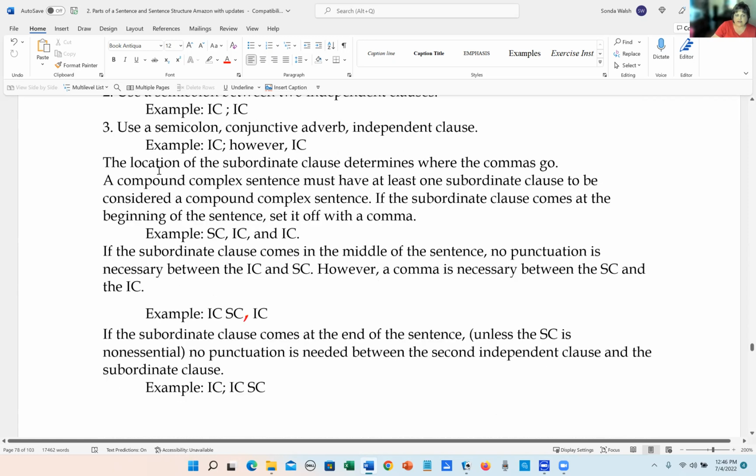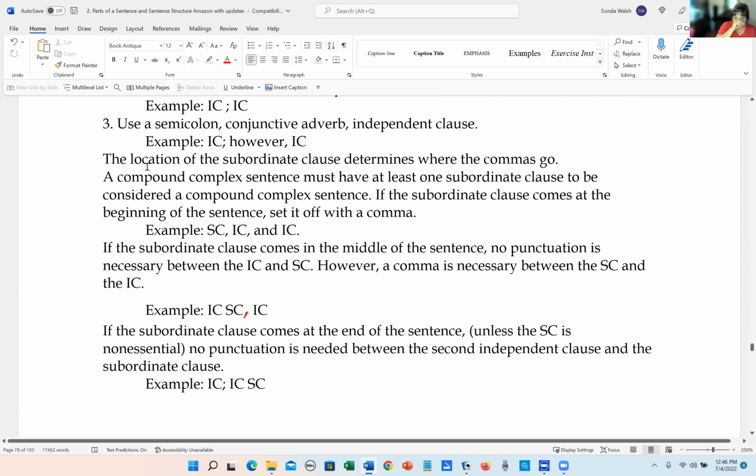All right, the next one, the location of the subordinate clause determines where the commas go. A compound complex sentence must have at least one subordinate clause. If the subordinate clause comes at the beginning of the sentence, set it off with a comma. So you have a subordinate clause and then a comma, and then you have two independent clauses. And you have to join those two independent clauses with a comma and a conjunction, a semicolon, or a semicolon, conjunctive adverb, and comma.